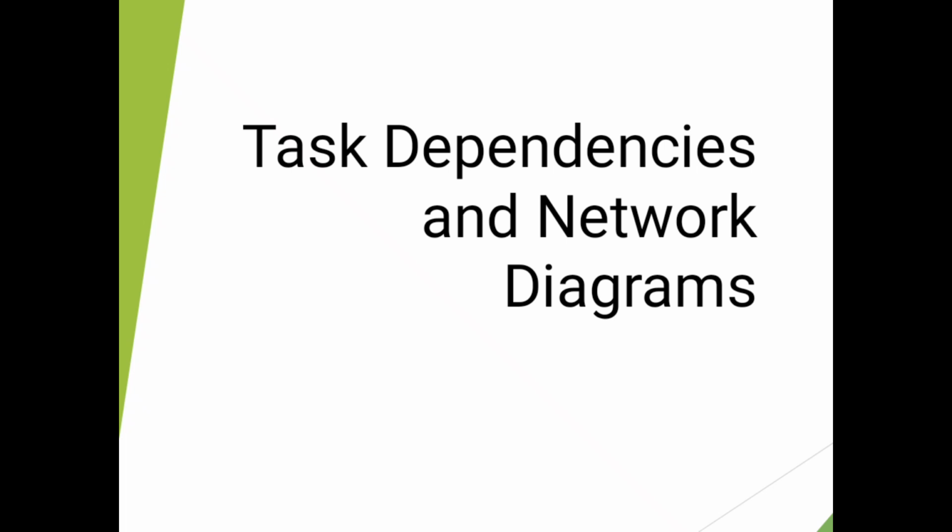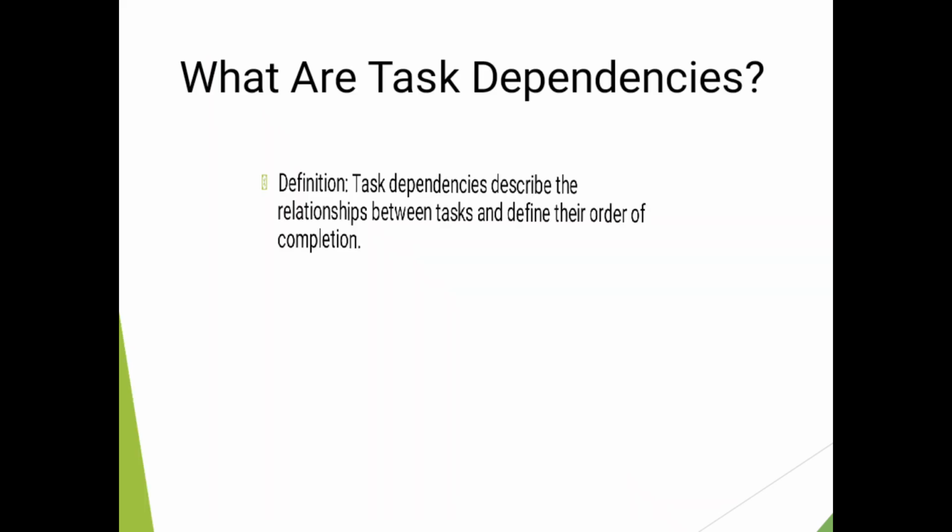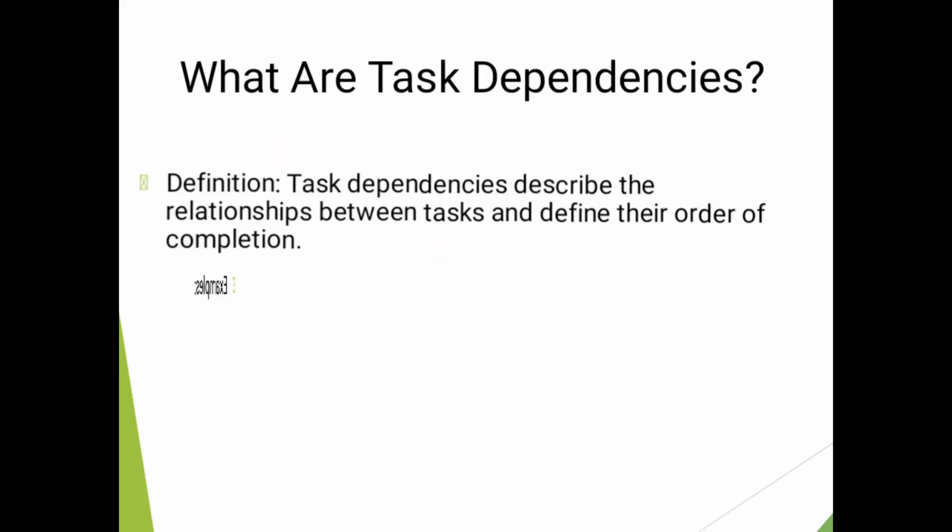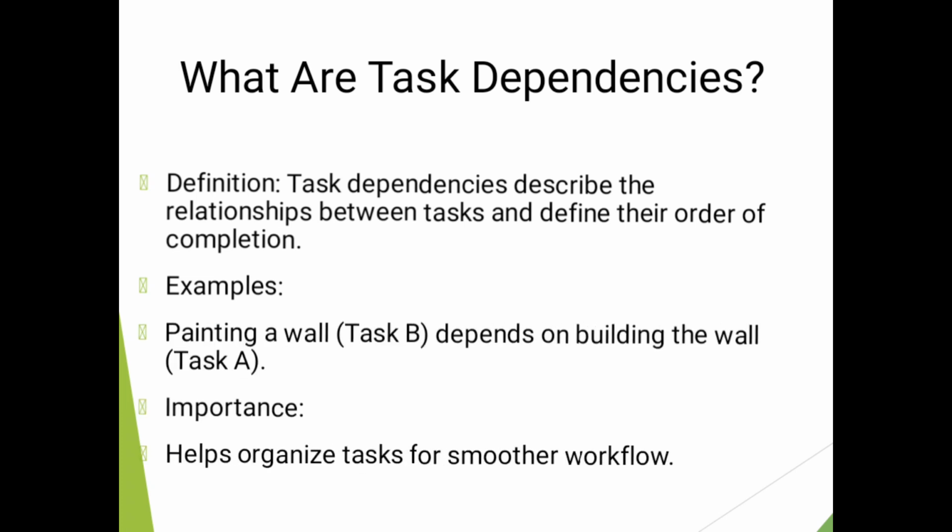This time around, we'll be discussing task dependencies and network diagrams. Task dependencies talks about the relationship that exists between different tasks, and it also talks about the order of completion of those different tasks. An example: when you want to paint a wall, you depend on building the wall first. Task dependencies help to organize tasks so that there is a smooth working flow.